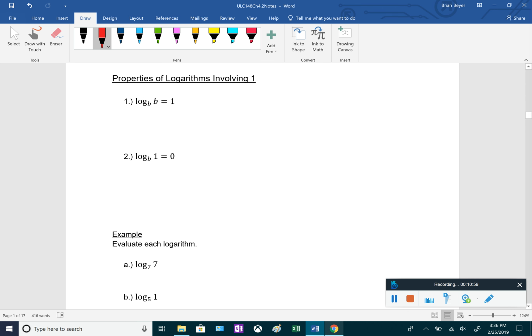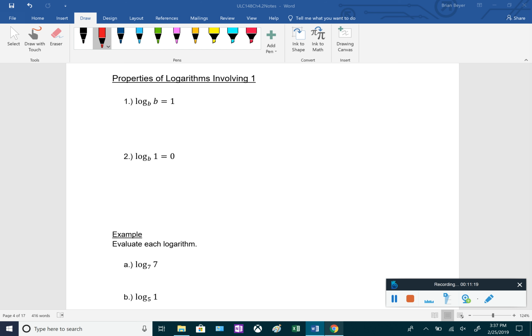Okay, for the next thing, just some properties involving the number 1. So here are the two main properties involving 1. The first one is if we have log base b of that same b, it's always going to equal 1. So if the base and the input are the same, it's always going to equal 1.